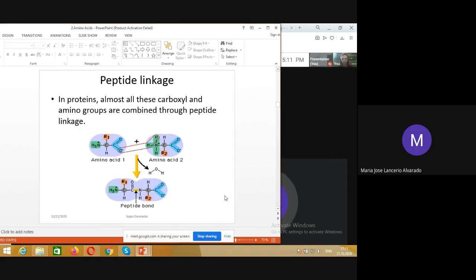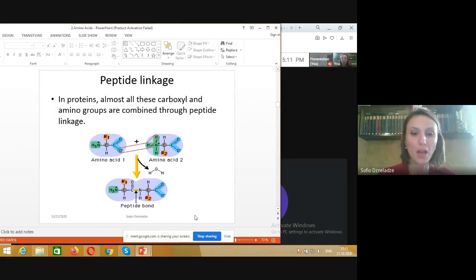It is when one amino acid joins the oxygen with the hydrogen of the next amino acid, and there is water loss. Oxygen from one, hydrogen from another. So then there are two residues. Every amino acid is a residue, and the CO and NH is a peptide linkage between two amino acids.